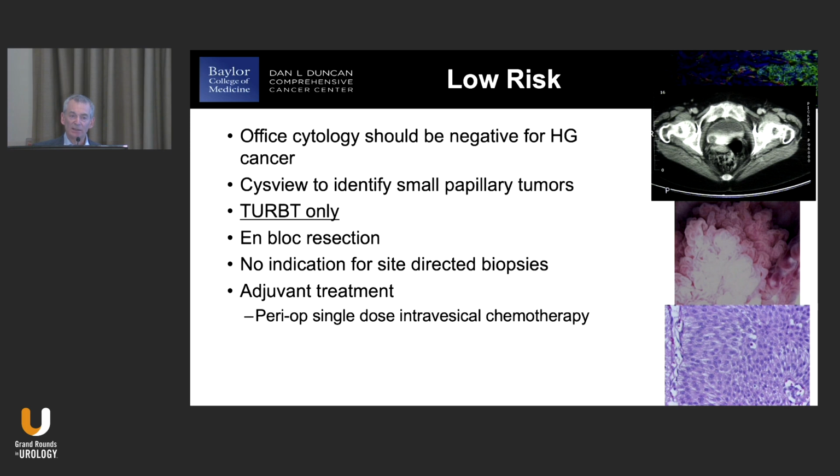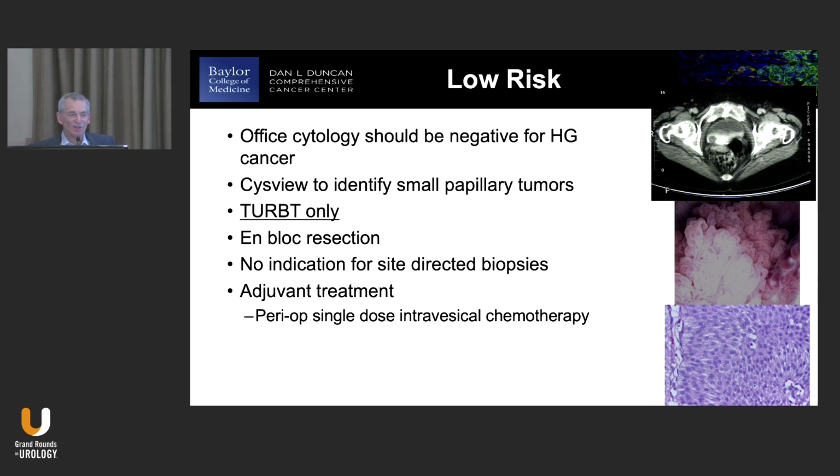Interesting. I realize that this requires a Storz system, and that oftentimes is a barrier if you're using a different company. If you are a Storz user, I would strongly encourage you, if you're taking care of these patients, to learn and get access to the fluorescent cystoscopy system.